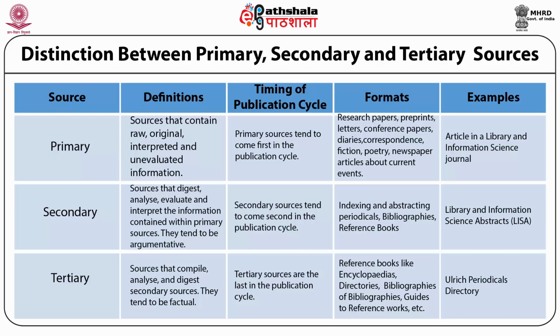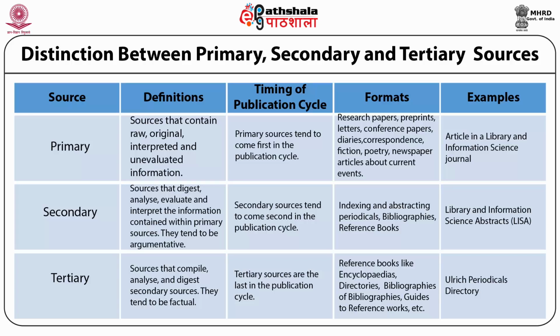Another example from the subject of chemistry. A chemical patent is a primary source. Chemical Abstracts Service is a secondary source. A table of related reactions is a tertiary source.